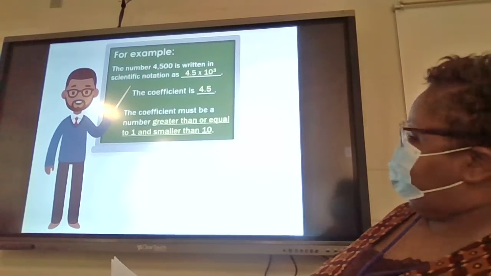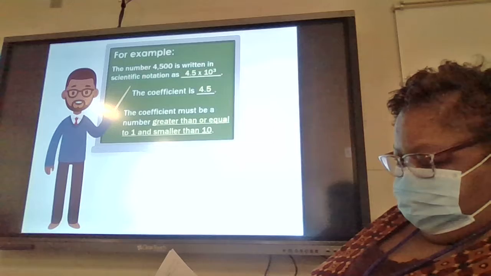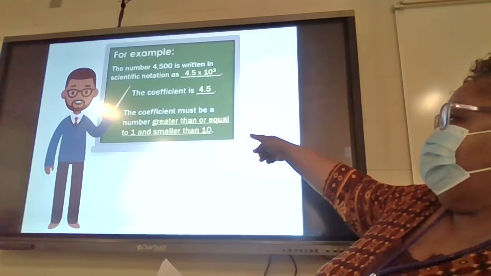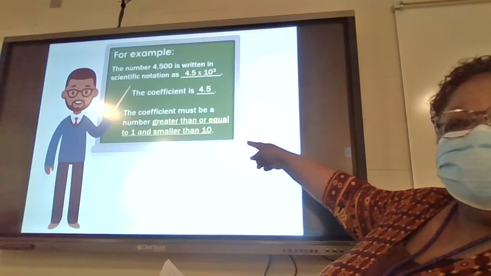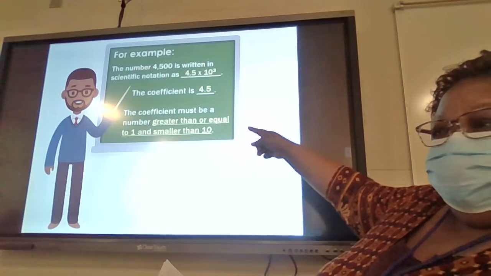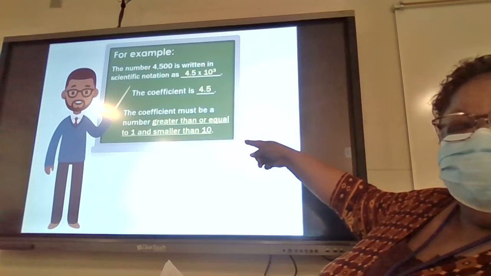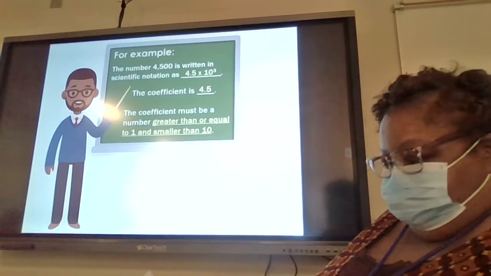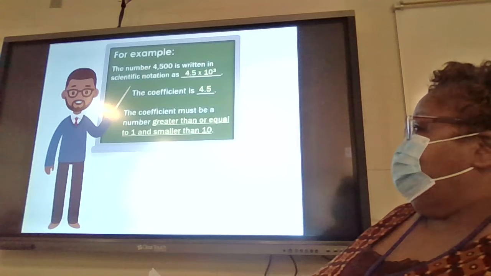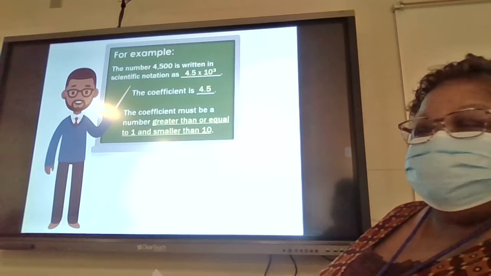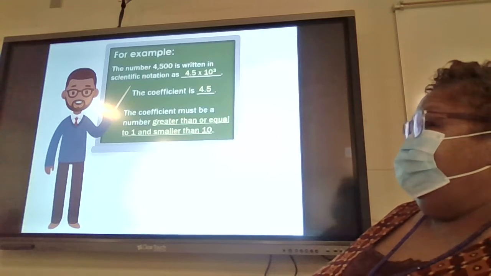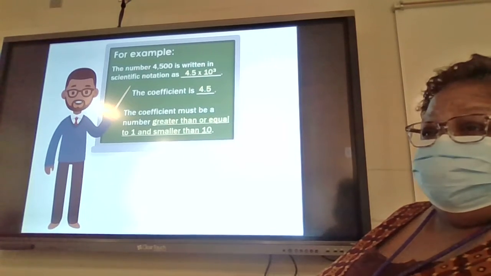Okay, so this is important. The coefficient must be a number, fill this out, greater than or equal to 1 and smaller than 10. So it could be 1, everything up to 9.9999999. It cannot be 10. But it has to be greater than or equal to 1, but smaller than 10. That's the most important part.